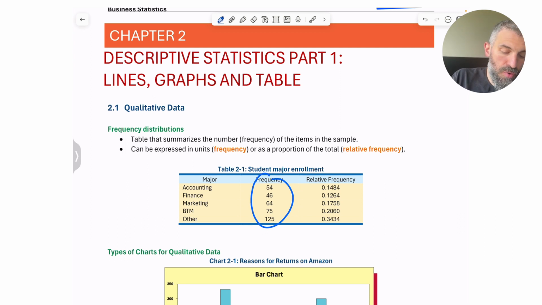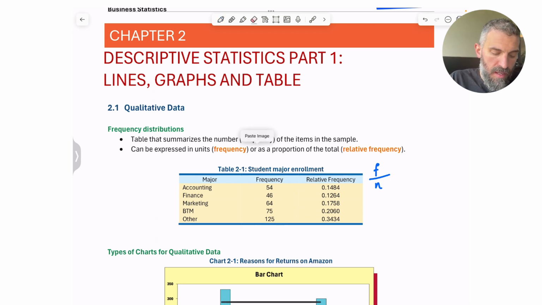And then you have something called a relative frequency. A relative frequency is a proportion. A relative frequency is basically your frequency divided by your sample size. The symbol for sample size is n, lowercase n. We'll be using that throughout the entire semester, so get used to it. F, in this case, would be frequency.